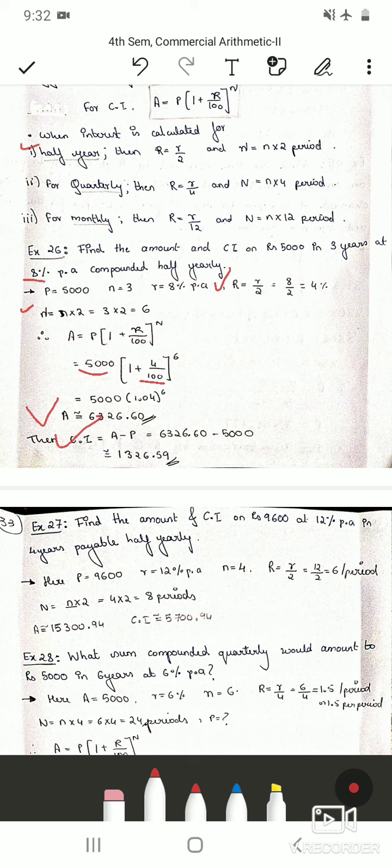Then finding compound interest will be very easy, that is amount minus principal gives you the interest, therefore the compound interest will be 1326.59 rupees.